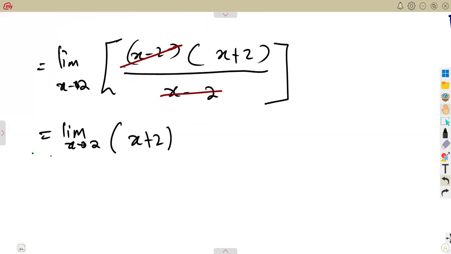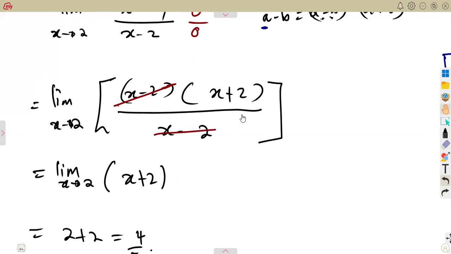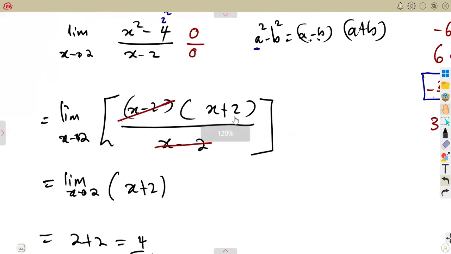This is no longer a fraction. It's just a normal expression. Just substitute 2 in place of x. That's going to be 2 plus 2, which is 4. So this whole limit that we are seeing here gives us a 4 at the end.